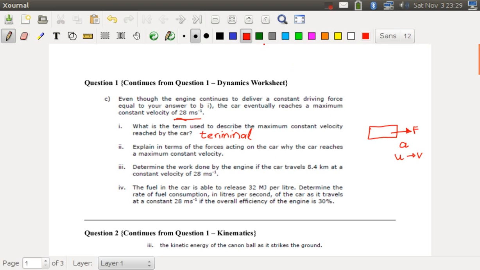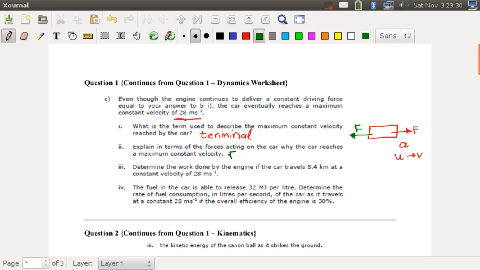However, at the same time, there's friction acting against the driving force. And this friction is directly related to how fast the car is going. So the faster the car is going, the more air friction there will be, and the greater this force will be. And this will continue to happen until it will cancel the driving force, and the car will remain at a constant velocity, no longer accelerating after that. So that's the reason.